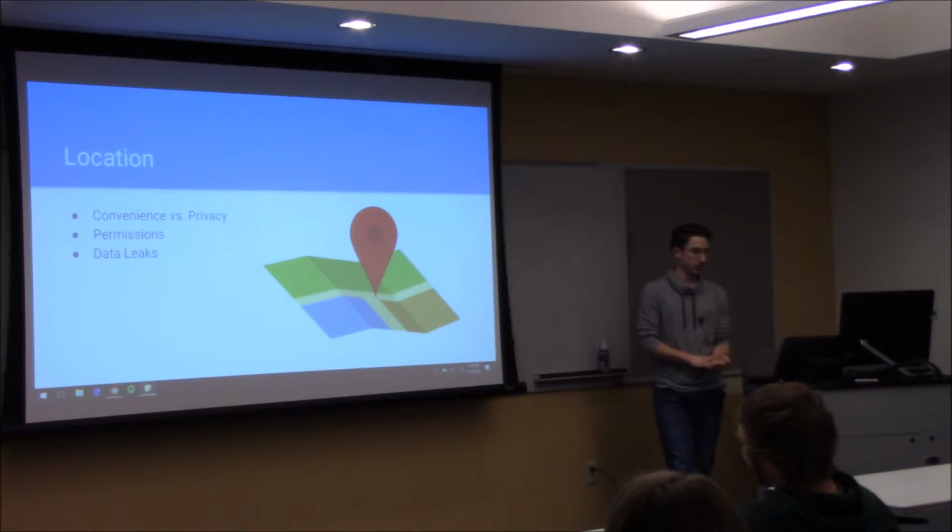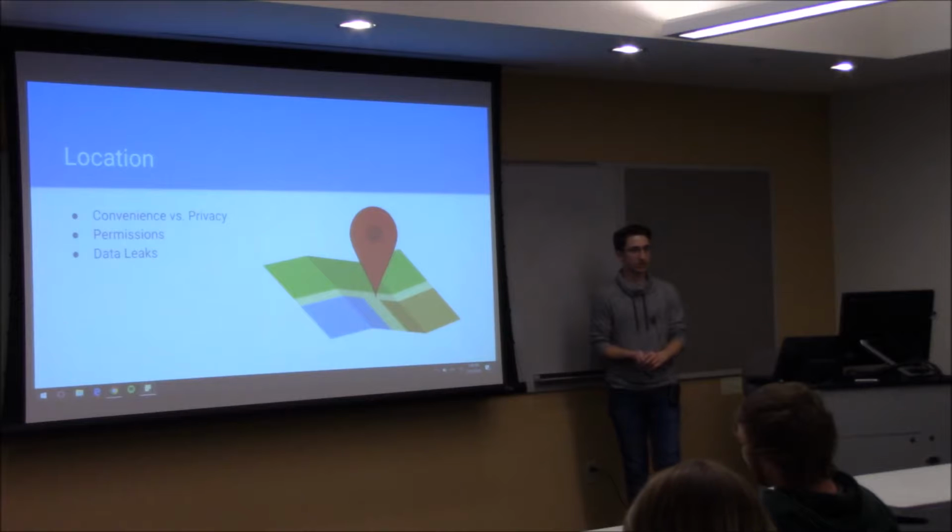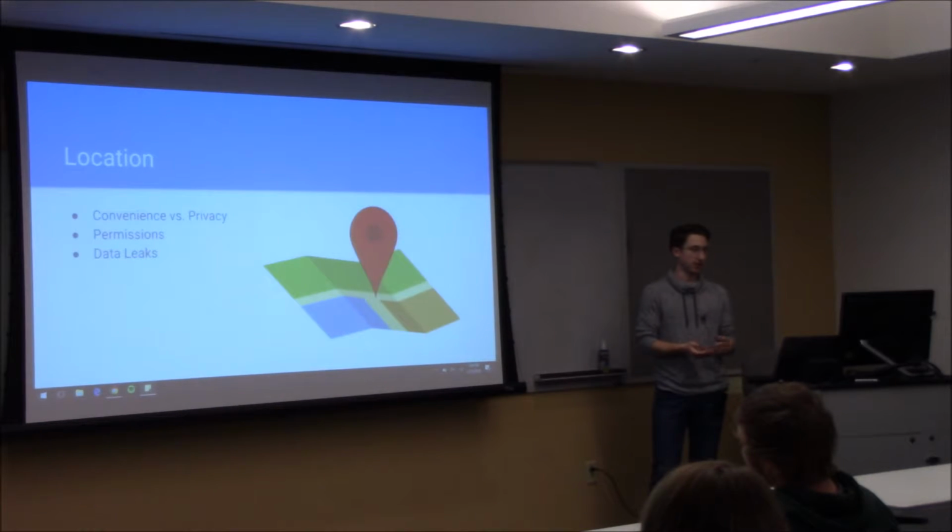Permissions are also part of location, so an app will ask if it has permission to use your location. Making sure that it's an app you actually trust and want to have access to your location is important. And the problem, as I mentioned, is data leaks with location. If someone has access to your location and they're taking that information and somehow sending it somewhere else, that can be a problem.